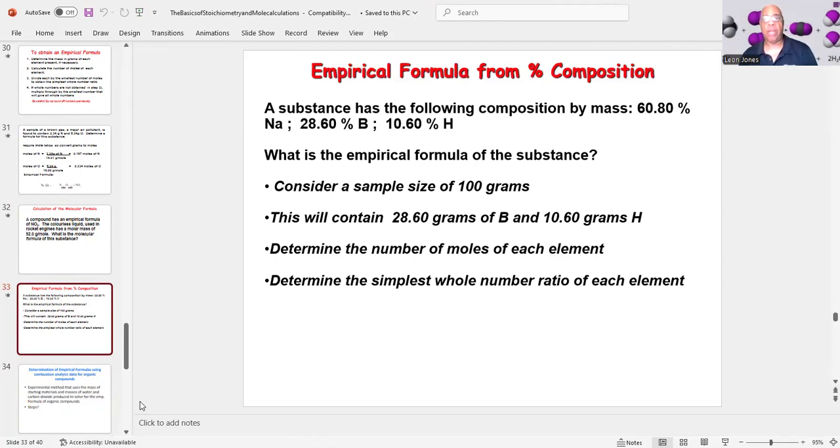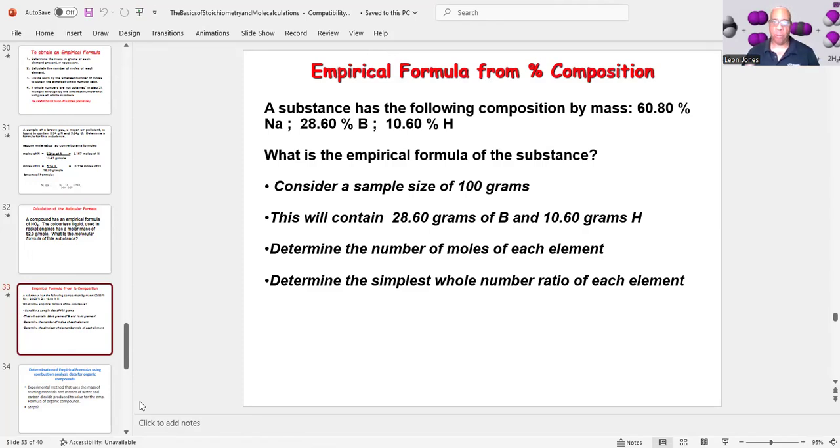Okay, we have a substance that has the following composition by mass: 60.80% Na. What is Na? Na is sodium. That's right, sodium. And I told you Br was bromine. But what is B? I know what B is as well. B is boron. Boron at 10.60%. And then we have H. So what is the empirical formula of the substance?